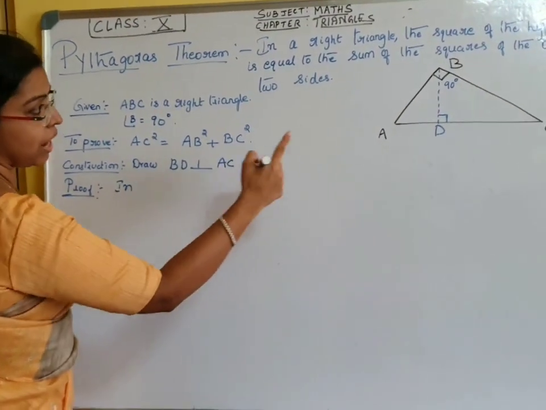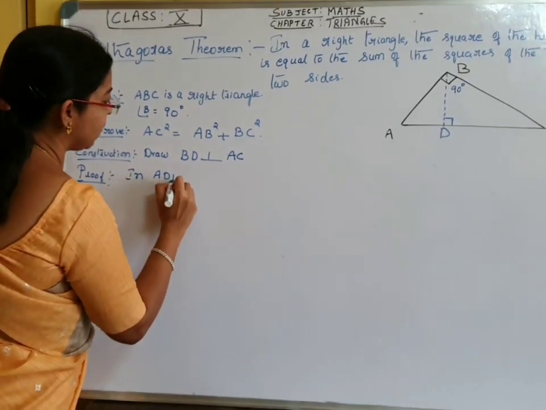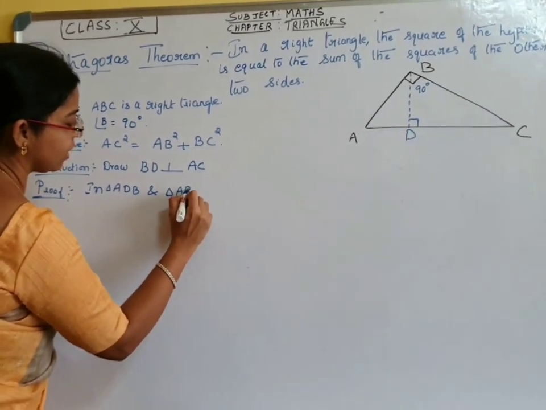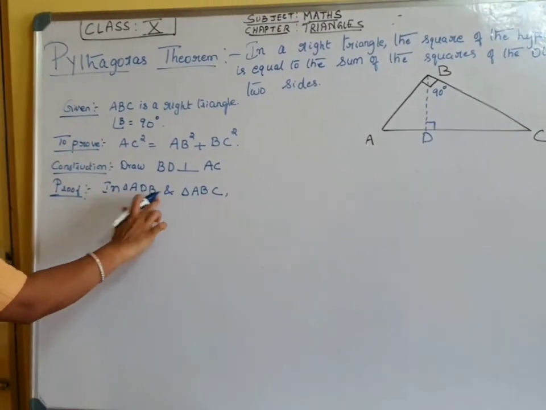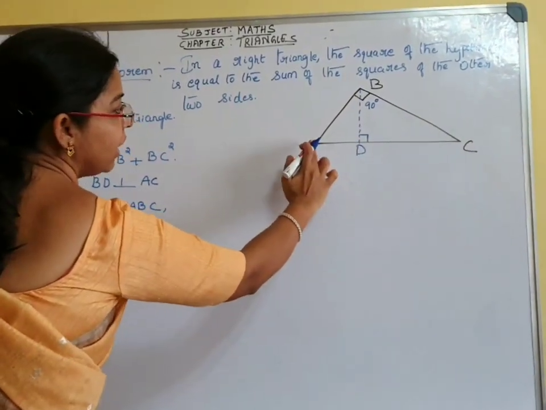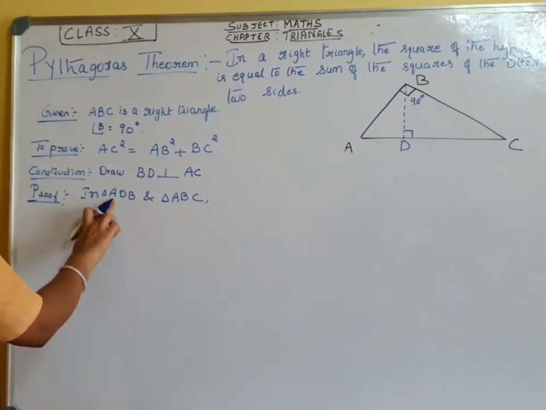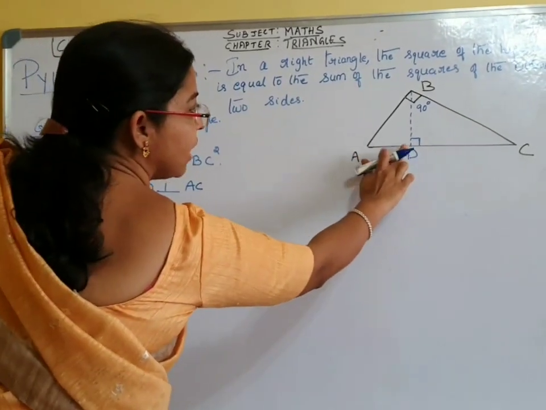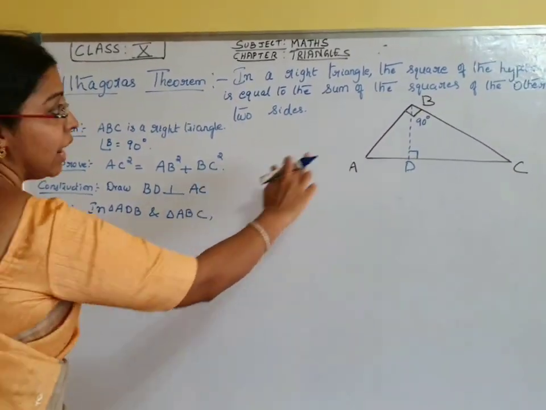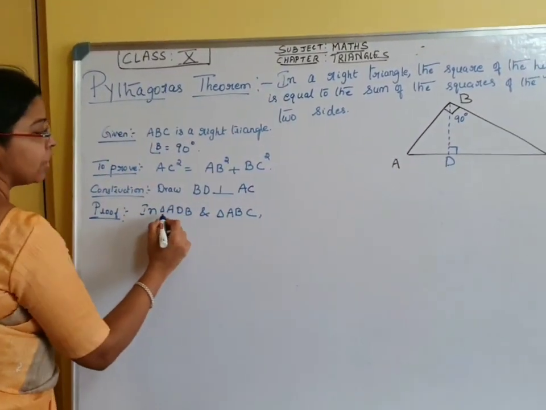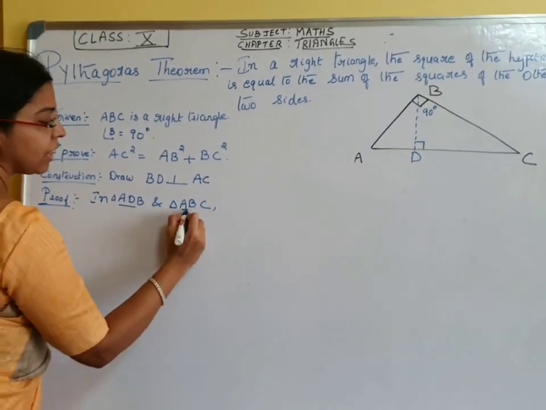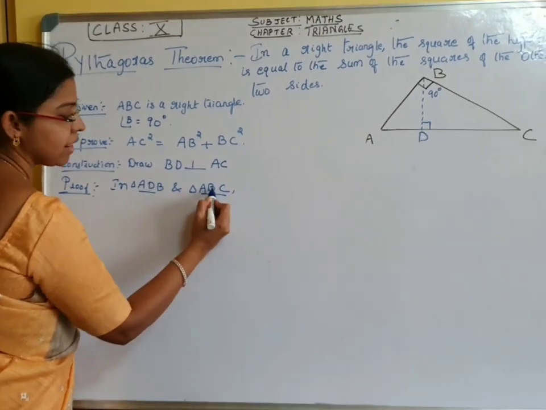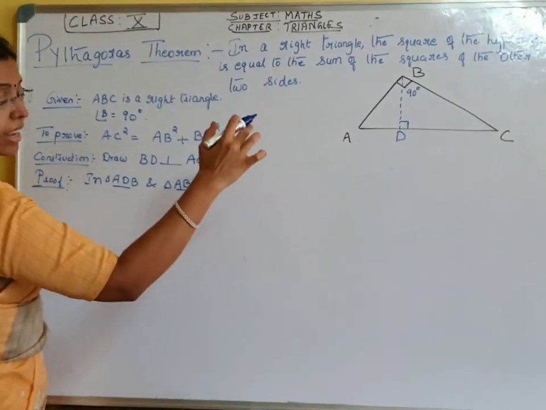First we will consider triangle ADB and triangle ABC. Why do we name it as ADB instead of ABD? Because angle D at point D is 90 degrees and angle B at B is 90 degrees. When you write it this way, we can write the corresponding sides. AD's corresponding side will be AB, DB's corresponding side will be BC. So always write it in the correct cyclic order.